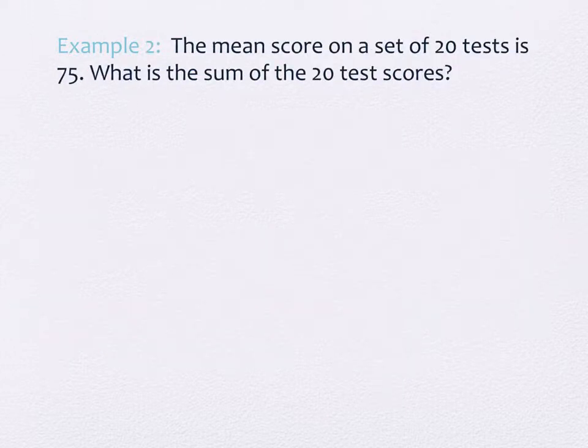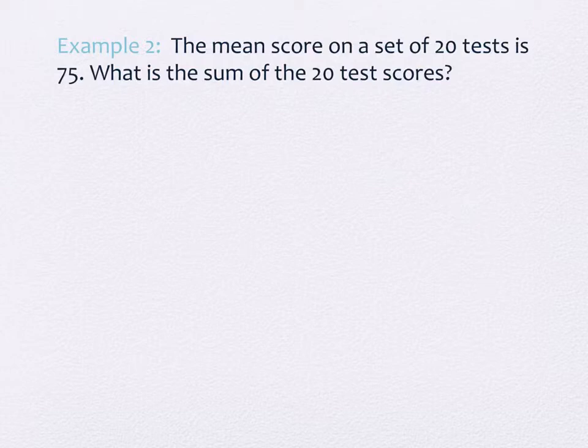All right, a little bit of an application to think about this in another direction. This tells us that the mean score on a set of 20 tests is 75, and it wants us to backtrack and figure out what the sum of the 20 test scores is. Normally, when I'm calculating this, I take all the test grades, add them together, and divide by the total number, just like I did on the mean in the previous problem. Well, this is going in reverse. I know the average, and I know how many tests I have, 20, and I want to find the sum.